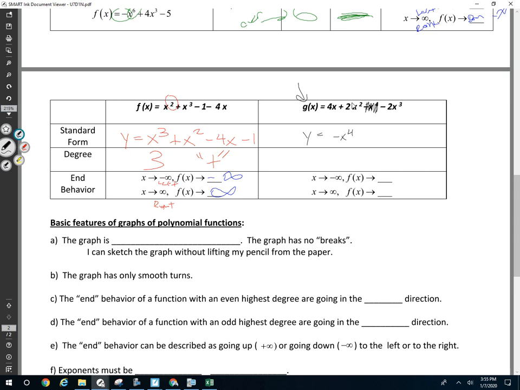Which one? It's 2x squared and 2x cubed. Which one goes next? To make it look really nice, I'm rewriting this so it makes it look really nice. Okay? I got rid of the x to the 4th because that was the biggest exponent. What's next?